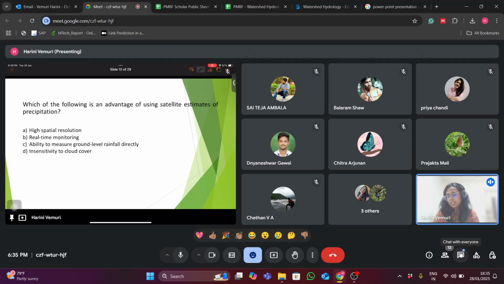So the next question is, which of the following is an advantage of using satellite estimates of precipitation? First option is high spatial resolution. Second option is real-time monitoring. Third option is ability to cover ground level rainfall directly. And fourth option is insensitive to cloud cover.